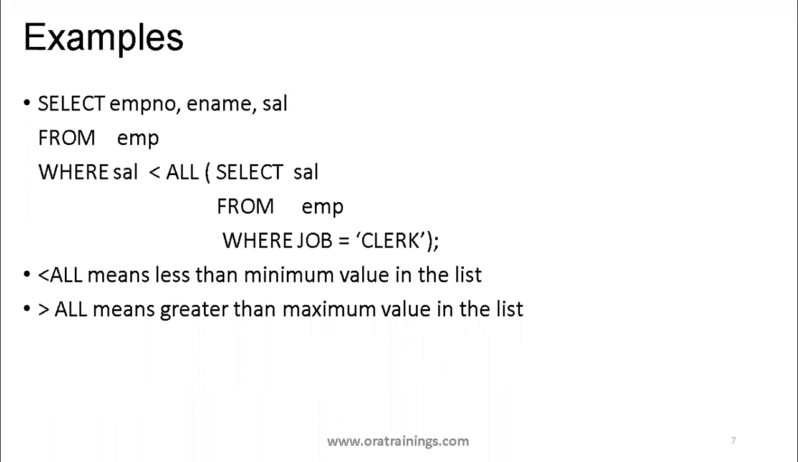So here are some examples of when you want to use multiple row comparison. Okay. So what are we trying to do here? If you observe the inside query, what it is returning, it is trying to retrieve all the salaries of the employees where the job is equal to clerk. Okay. But if you observe the parent query, what we mentioned is salary less than all.